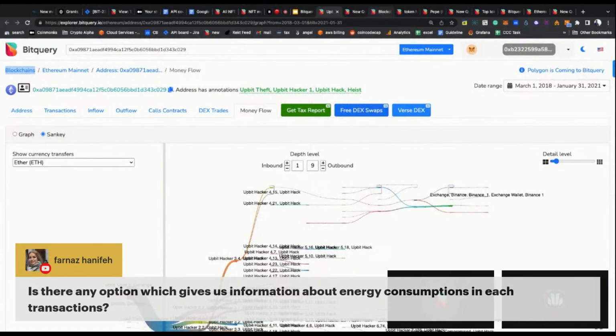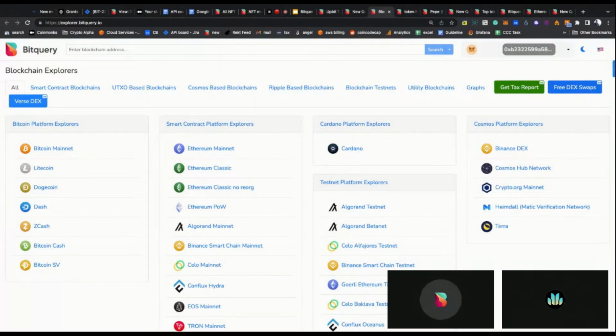Energy consumption we can't get directly. I think you can only estimate it, based on the hash rate. For example, if you talk about Bitcoin, if you know the current hash rate, you can understand how much energy it might consume if you know a specific type of machine did mine certain blocks.